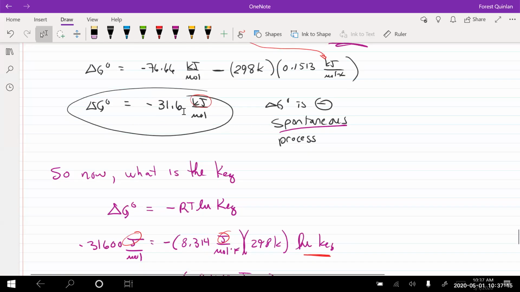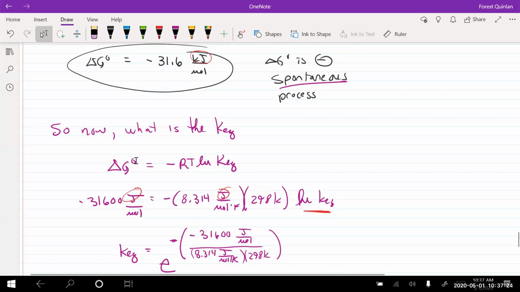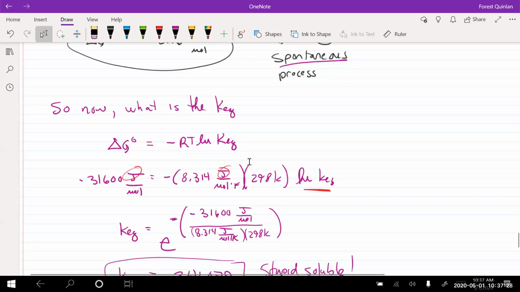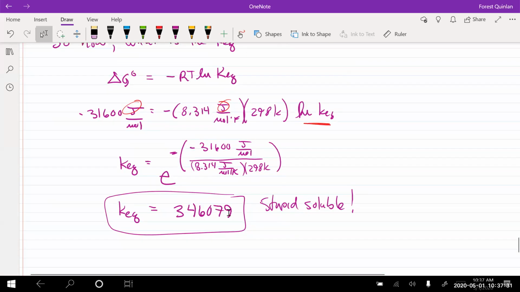Once we knew the delta G naught, I said, well, let's relate it back to something that we all know and love, and that is the equilibrium constant. And we said, okay, if we have the delta G naught equals negative RT ln KEQ, we can solve for that. And when we do, we find out that if we were to look up the equilibrium constant of throwing cobalt chloride into water, the KEQ would just say large. It probably wouldn't even be on the register to say, okay, it's 300,000. It would just go like, yeah, it is going to dissolve.